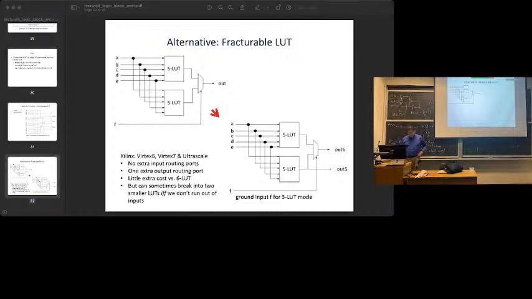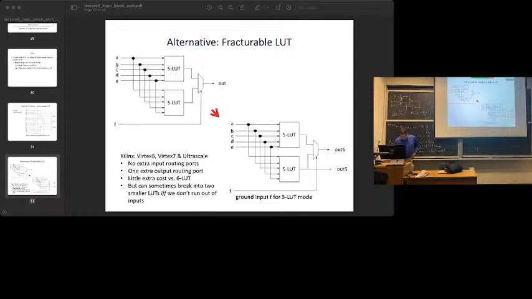They basically said, well, we're going to look at what a 6 LUT is. And a 6 LUT has 2 5 LUTs in it and a final 2-to-1 mux. So this is just a 6 LUT. I've just redrawn it. So they've already got this. So they said, well, what do we want to do? We're going to allow this 5 LUT output to come out. So we do have one more output to connect to the routing fabric. That's going to cost us something.